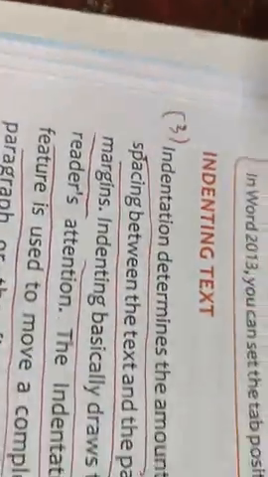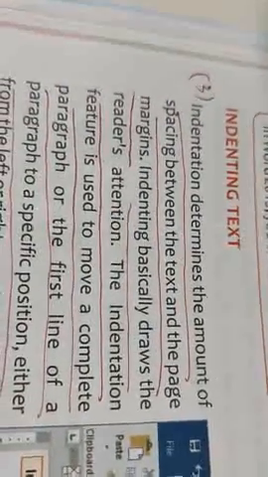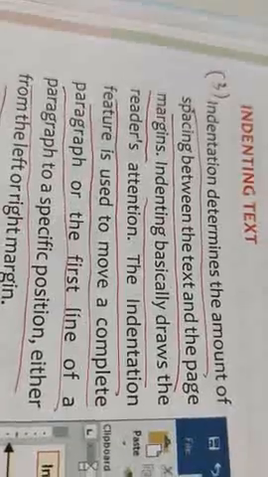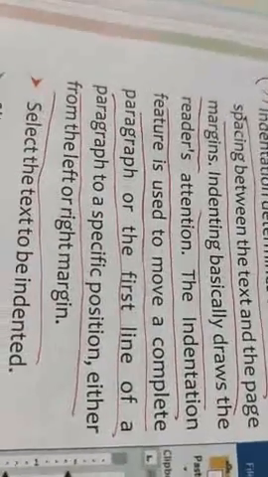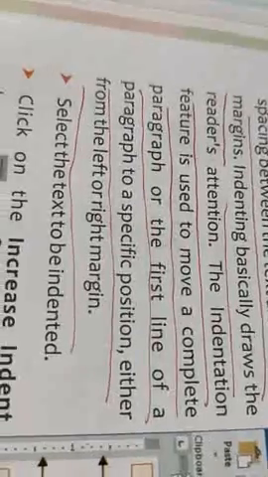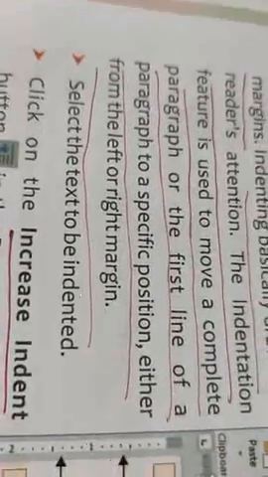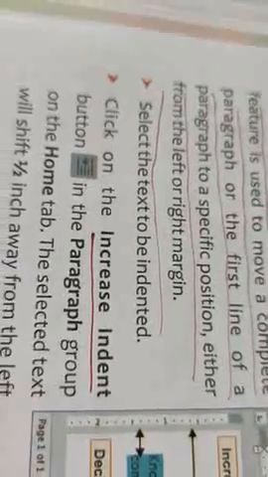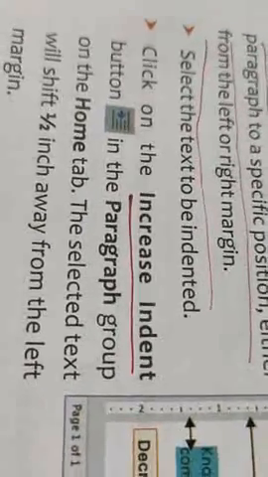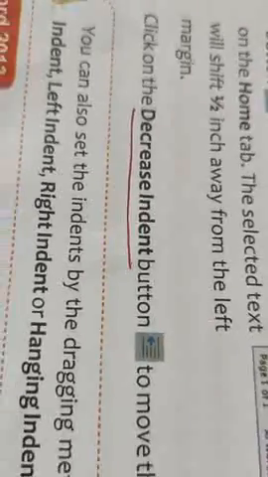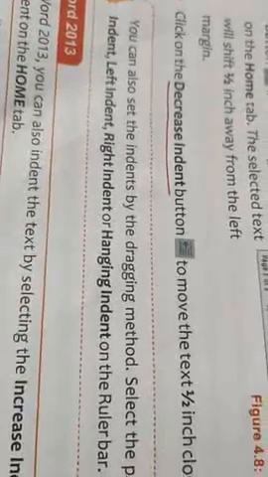Now question 3. What is indentation? List the types of indentation. Indentation determines the amount of spacing between the text and the page margin. Indenting basically draws the reader's attention. The indentation feature is used to move the complete paragraph or the first line of a paragraph to a specific position, either from the left or right margin. Indentation is of two types, increase indentation and decrease indentation. So these are the types of indenting.